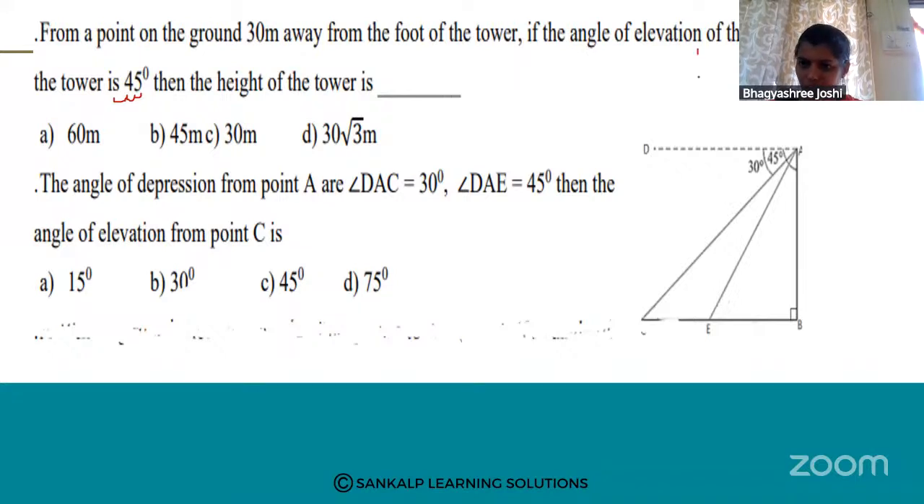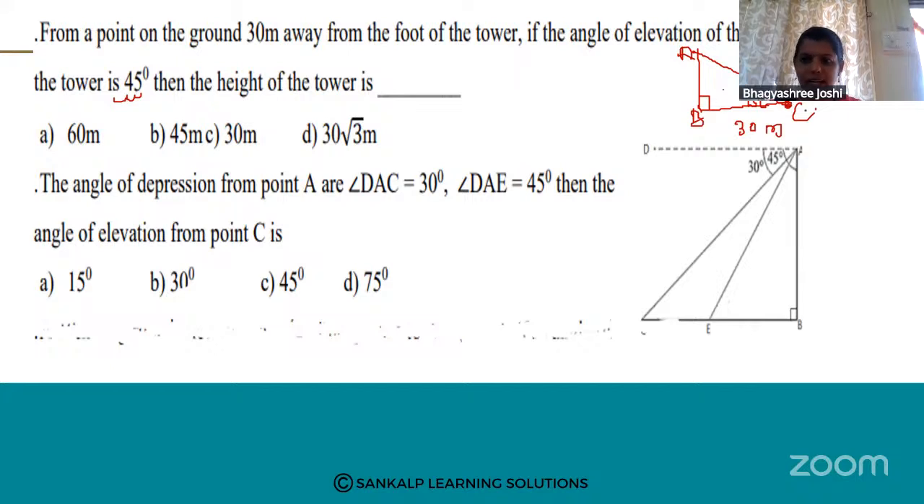See, consider this is the tower. The height of the tower we don't know. And the point on the ground is 30 meter away from the foot of the tower. So if you consider this is A, B, C, here C is the point which is 30 meter away from the foot of the tower. Now it makes an angle of elevation at point C, that is 45 degree. Here it makes an angle 90 degree. This is theta. Theta value is 45 degree.